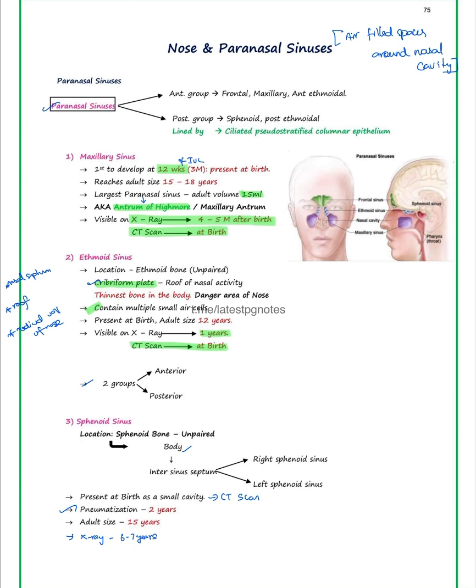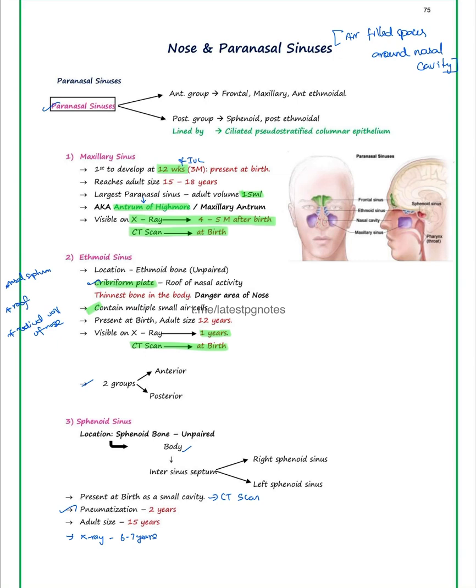There are two major groups of paranasal sinuses: the anterior group and the posterior group. The anterior group consists of the frontal sinus, maxillary sinus, and the ethmoidal sinus, which you can see in this anterior view. Those which can't be seen on the anterior view come under the posterior group, like the sphenoid sinuses, which are present in the sphenoid bone, and then the posterior ethmoidal sinuses. The ethmoidal cells are present as a group of cells, not as a unit.